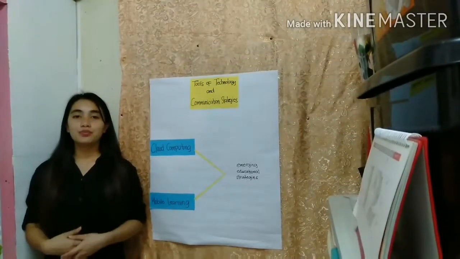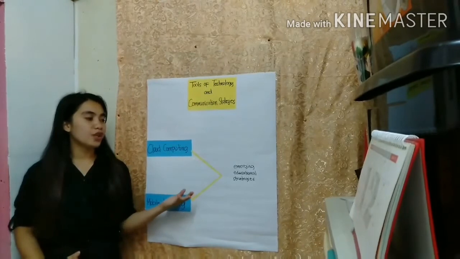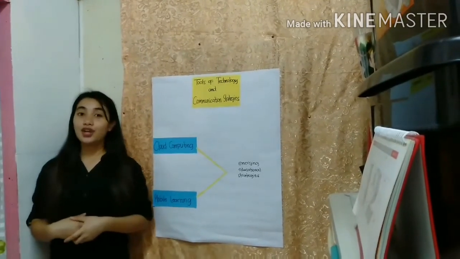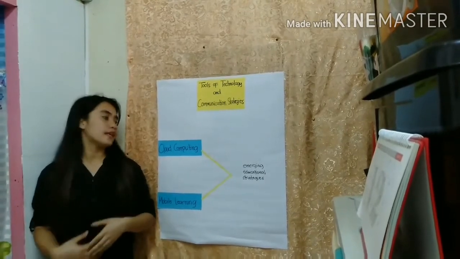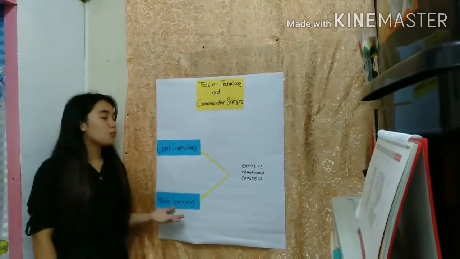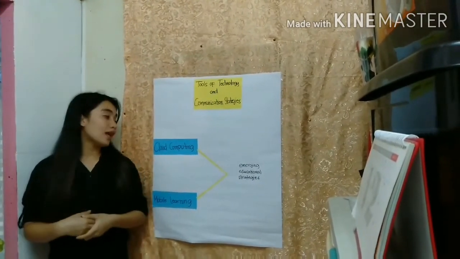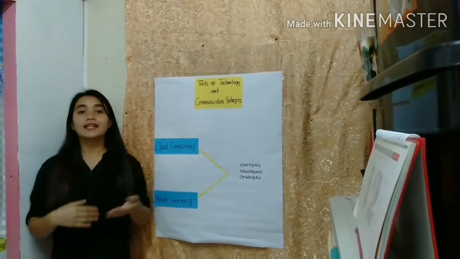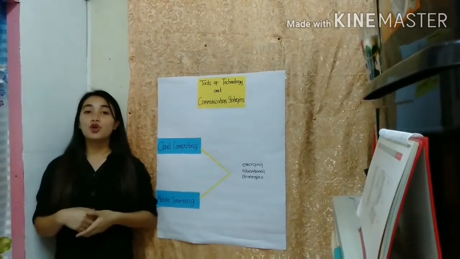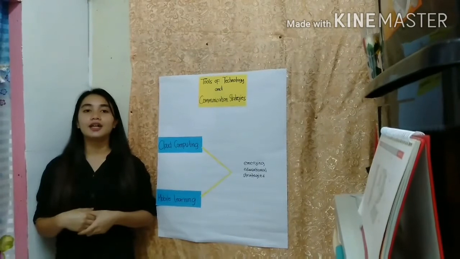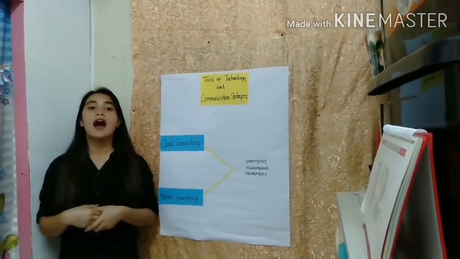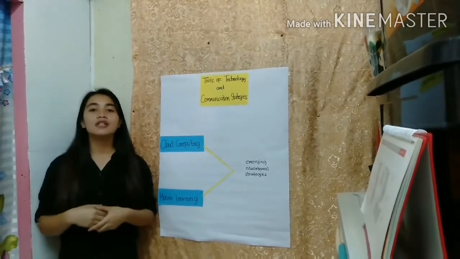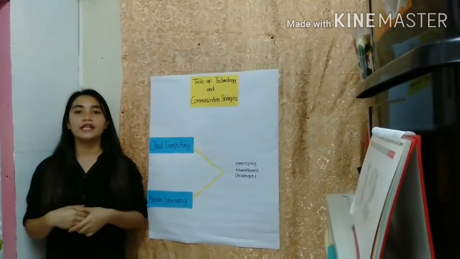So now let's move on to emerging educational strategies. There are few examples of emerging educational strategies: cloud computing and mobile learning. So first, what is cloud computing? Cloud computing means storing and accessing data and programs over the internet instead of your computer's hard drive. The cloud is just a metaphor for the internet.